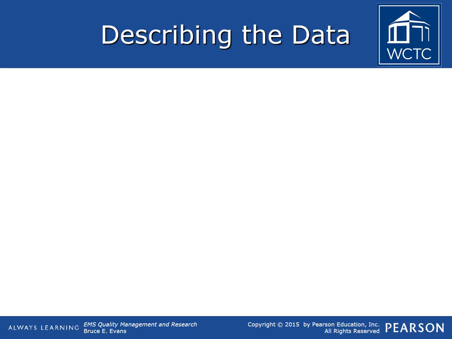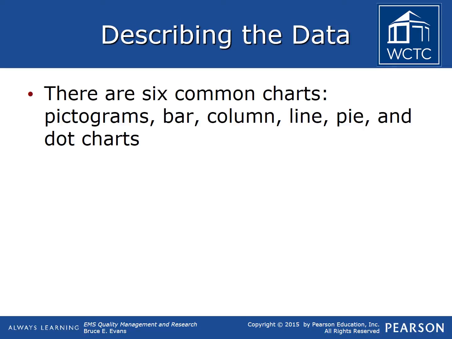When summarizing data, it is often beneficial to utilize visual means to convey meaning to not only the researcher, but to third parties and interested stakeholders as well. While there are numerous ways to represent statistical data, 6 chart types commonly emerge as the most popular: pictograms, bar charts, column charts, line charts, pie charts, and dot charts.